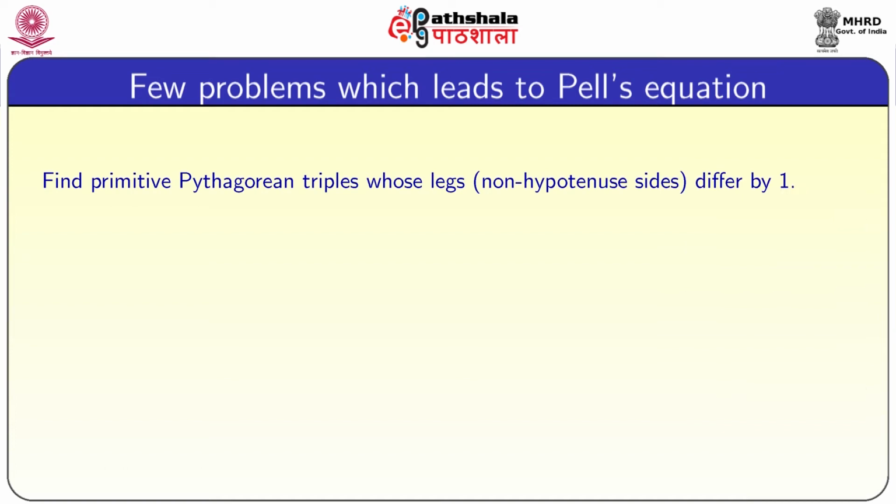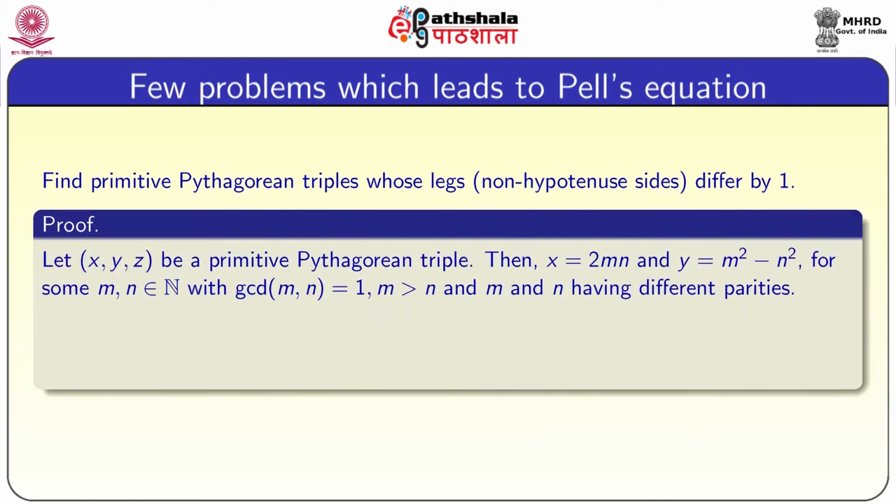Now, another problem which leads to Pell's equation is finding primitive Pythagorean triples whose legs differ by 1. Let x, y, z be a primitive Pythagorean triple, then we know that x is equal to 2mn, y is equal to m square minus n square for some m, n belonging to N, with GCD of m, n equal to 1, and m is greater than n, and m and n have different parities.